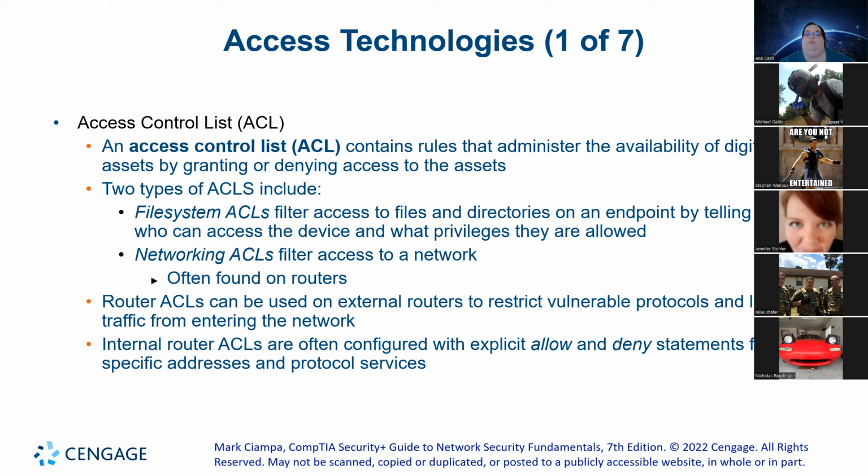Networking ACLs, which filter access to a network. These are often found on your routers. Router ACLs can be used on external routers to restrict vulnerable protocols and limit traffic from entering the network. Internal router ACLs are often configured with explicit allow and deny statements for specific addresses and protocol services.